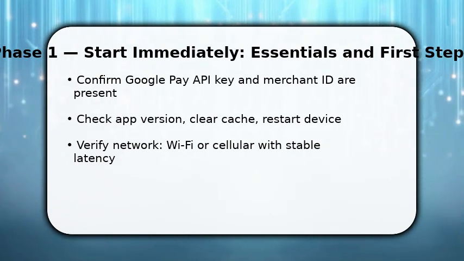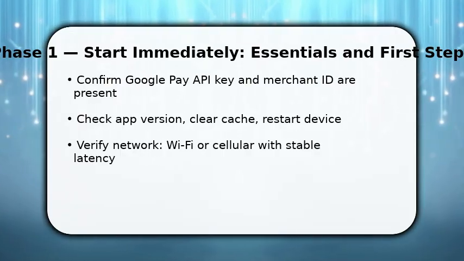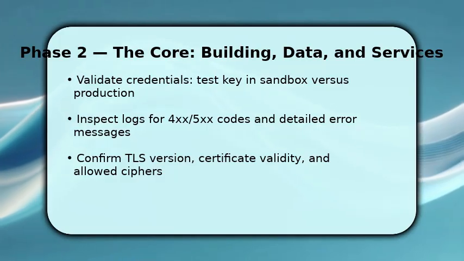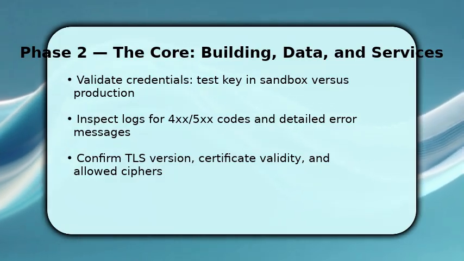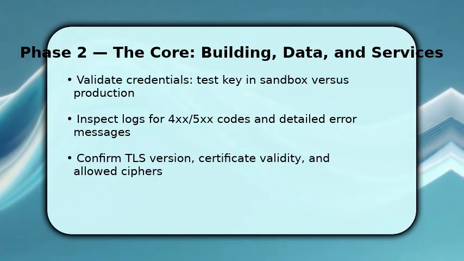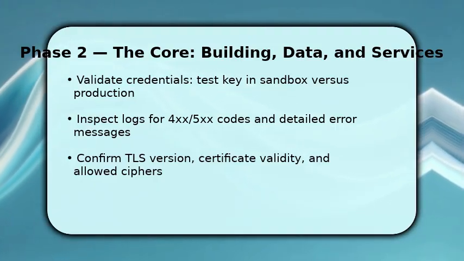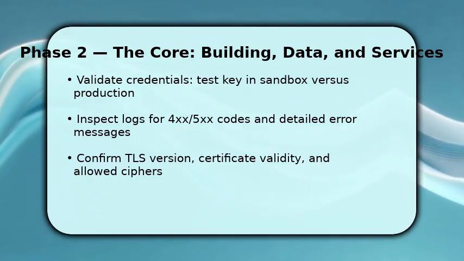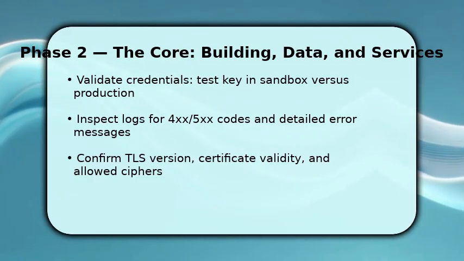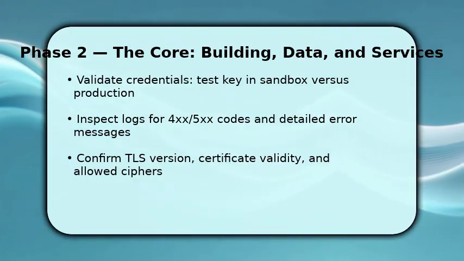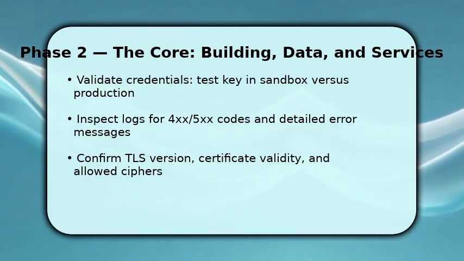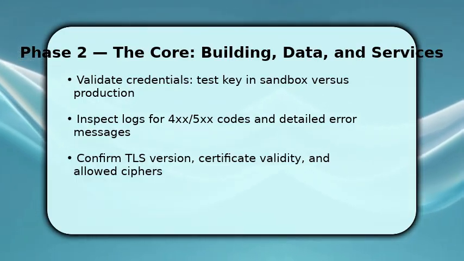Next, dig into configuration. Test the same API key in the sandbox and in production to isolate environment-specific problems. You should inspect logs for HTTP 4XX or 5XX responses. Those codes tell you whether it's an auth, routing, or server issue. Make sure TLS certificates are valid and the allowed cipher suites meet Google Pay requirements, because mismatched TLS can produce IC errors. If you changed merchant settings recently, reapply and reissue.